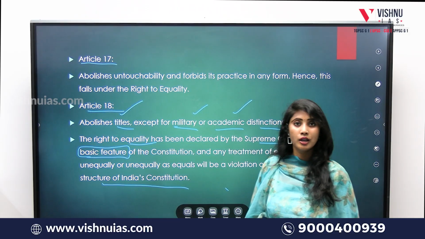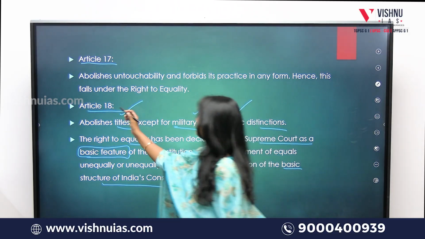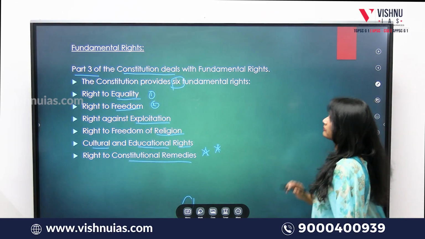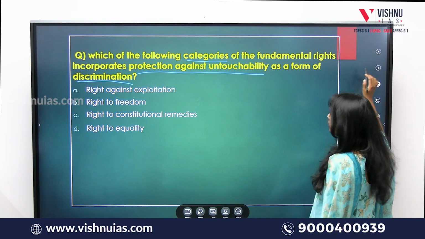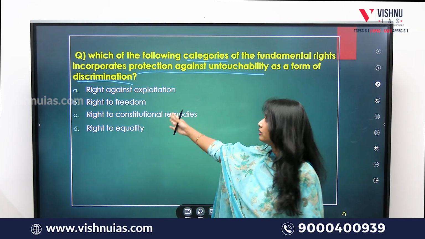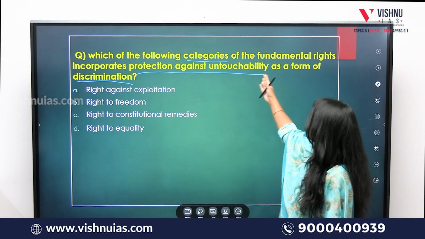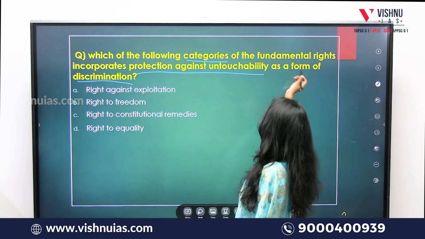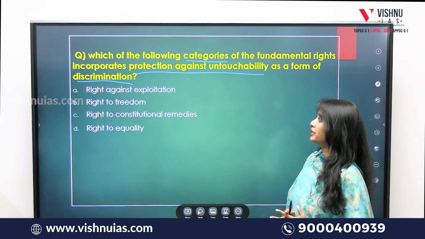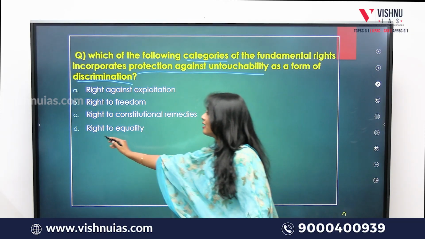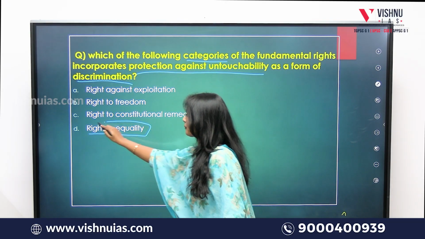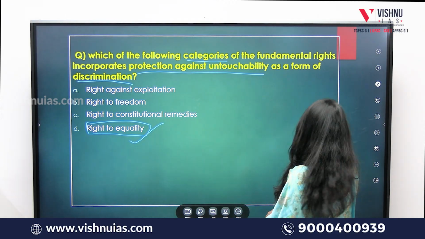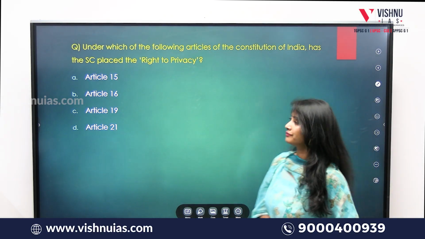Hope you understood this. So if we go back to the question, what is the answer over here? What do you think is the answer over here? Which of the following categories of the fundamental rights incorporates protection against untouchability as a form of discrimination? It is nothing but right to equality. This is the correct answer. Hope you understood.